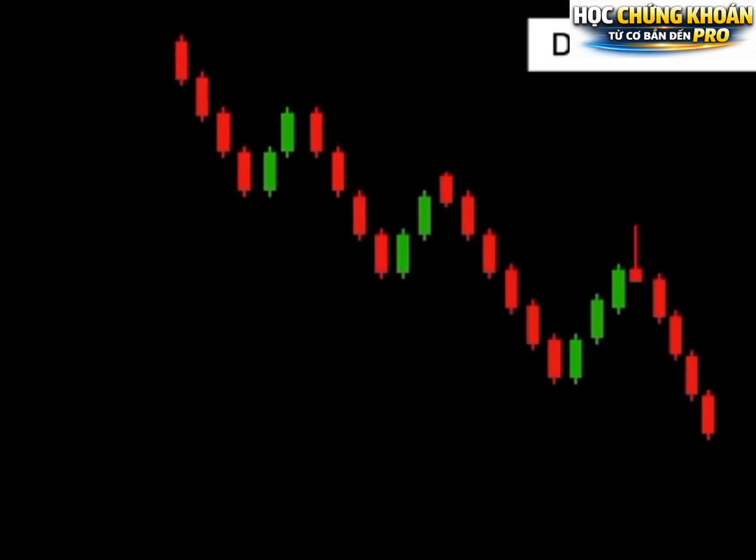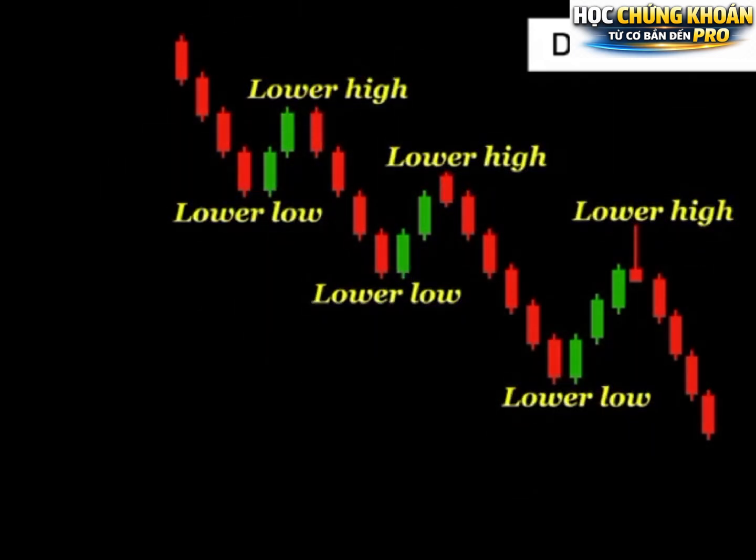Now let's move to the downtrend. A downtrend is simply the opposite of an uptrend. Instead of the market moving higher, it starts moving lower by forming a sequence of lower highs and lower lows. This structure clearly tells you that sellers are in control of the market.